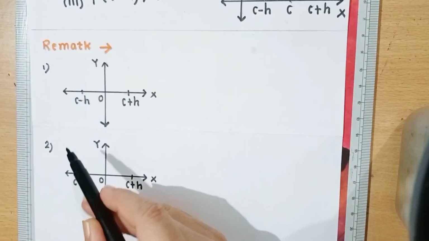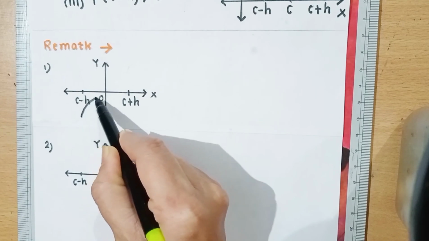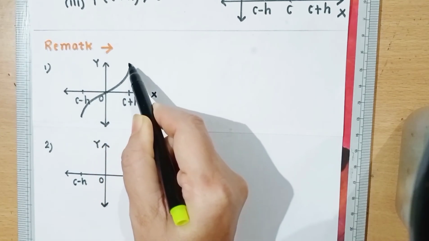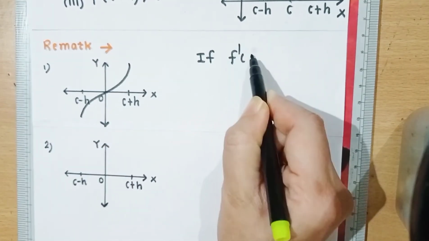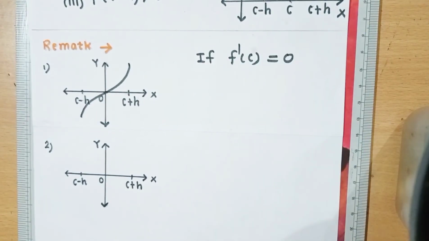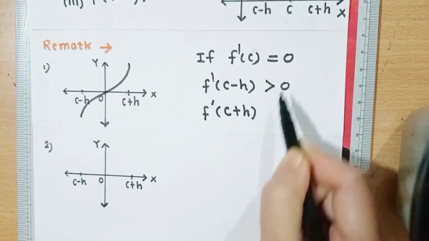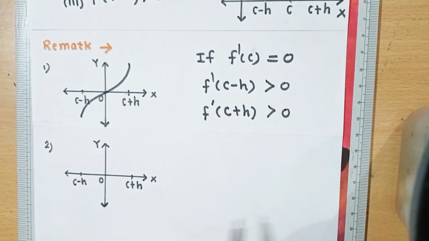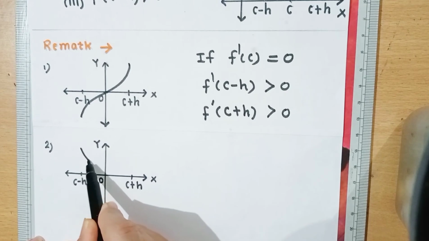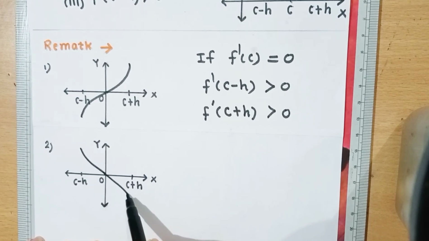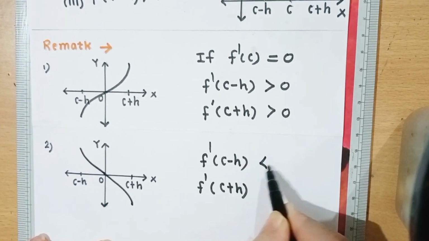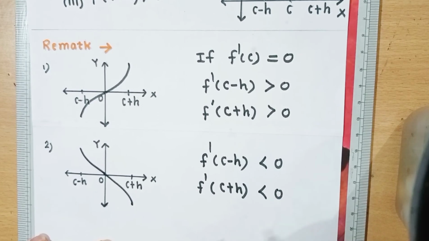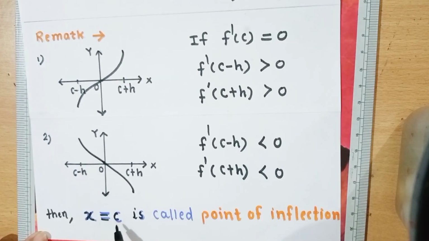One remark is there. Now suppose the curve is increasing in this interval and again increasing in this interval, and f dash of c equal to 0, this is greater than 0 and this is also greater than 0. And in the second case, if the curve is decreasing here and again decreasing in this interval, then here also this is less than 0, this is also less than 0. Then x is equal to c is called a point of inflection.